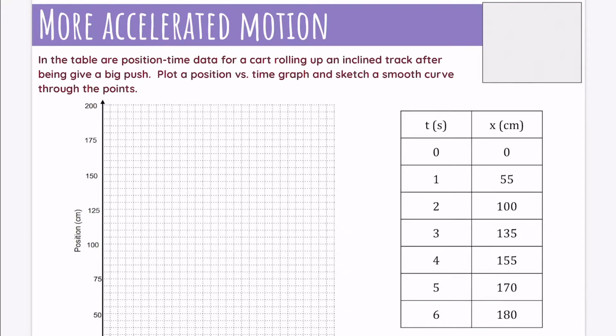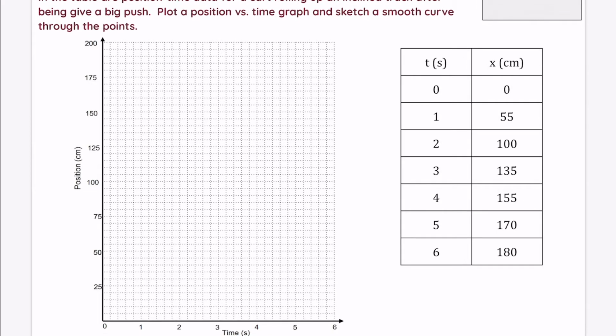So what we're going to do is take our points that are given and start sketching them. So we have 0, 0. And then at 1 second, the cart was at 55 centimeters. And I like to make points or just marks here because sometimes I get lost looking for the right line. All right, and so at 2 seconds is at 100 centimeters. At 3 seconds, the object was at 135 centimeters. And then at 4 seconds, the object was at 155 centimeters.